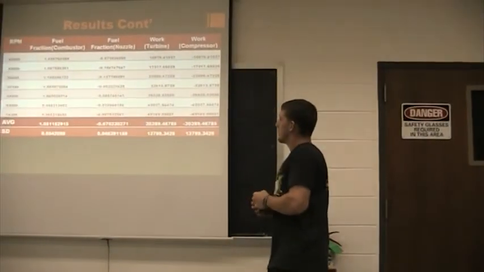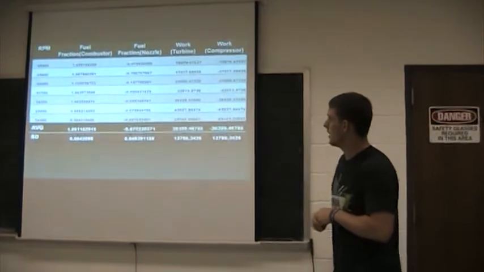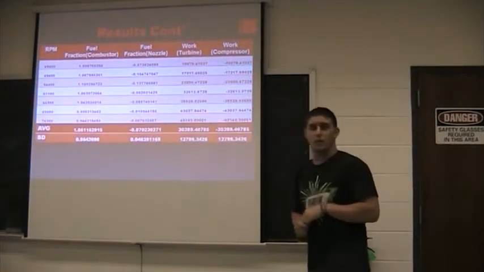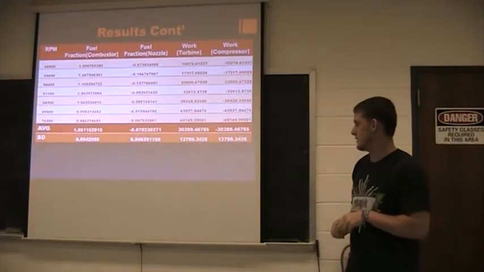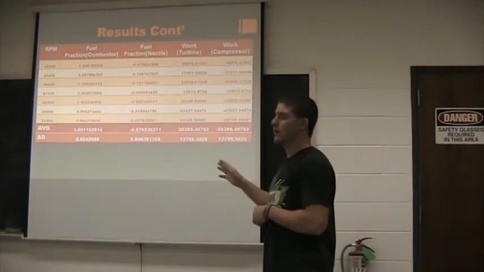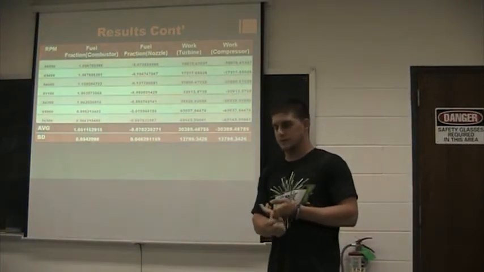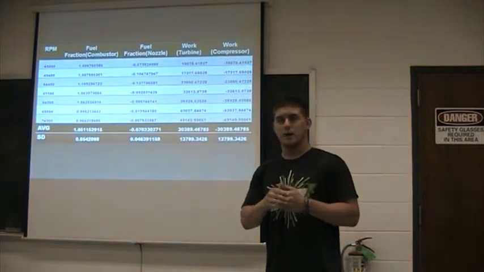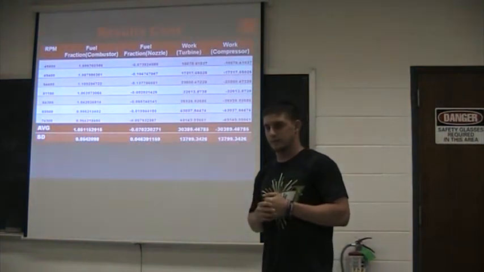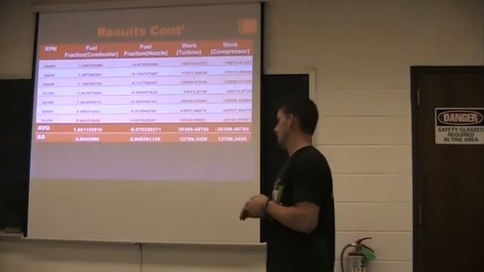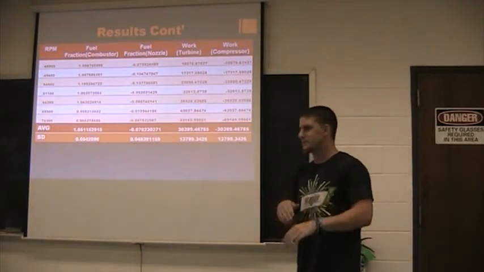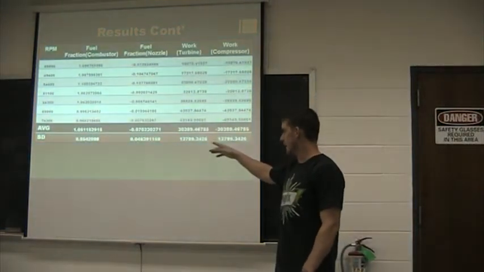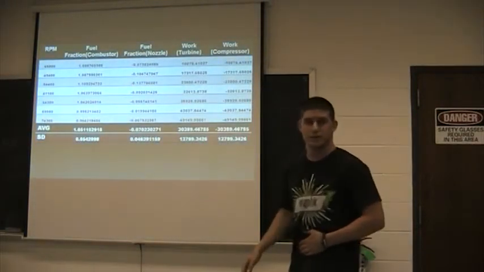Some more results. The fuel fraction of the combustor, we analyzed over a certain range of RPMs, and we got an average of 1.05, and the standard deviation was 0.054. Now, I do want to note on the previous section, I used the first set of old data from the Google Docs and analyzed that, so I could maintain consistency. But moving on, the fuel fraction of the nozzle average was negative, while the standard deviation was 0.04.